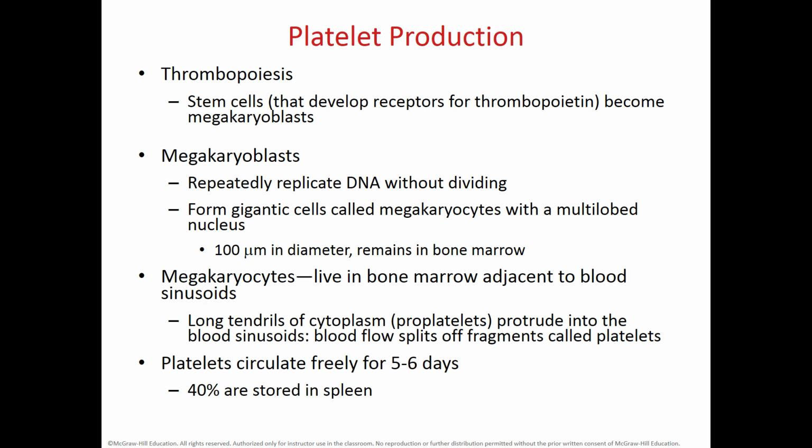the bone marrow adjacent to the sinusoids, and then they will extend these fragments or proplatelets that protrude between the sinusoid cells, and then they will split off fragments called the platelets. And the platelets will circulate freely between 5 to 6 days in the circulatory system, and 40% will be stored in the spleen.